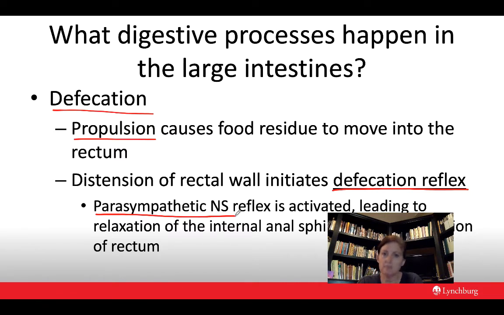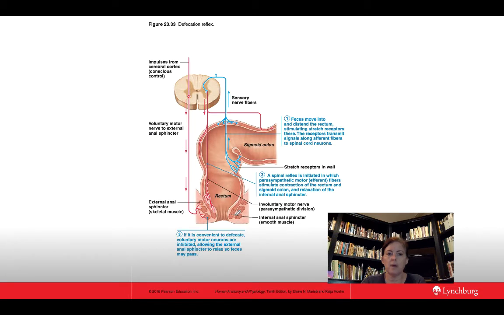This is going to activate the parasympathetic nervous system, which we know is rest and digest, and part of digestion is defecation. So it's going to lead to that process happening. And this is what we have here. A couple things that I just want to point out on this.